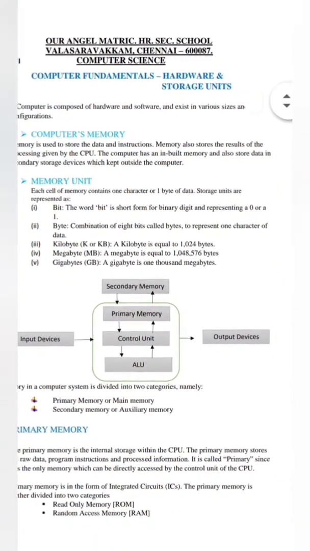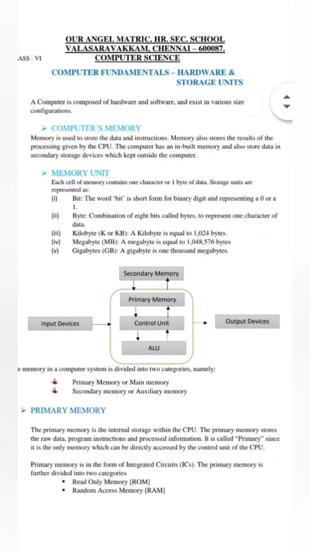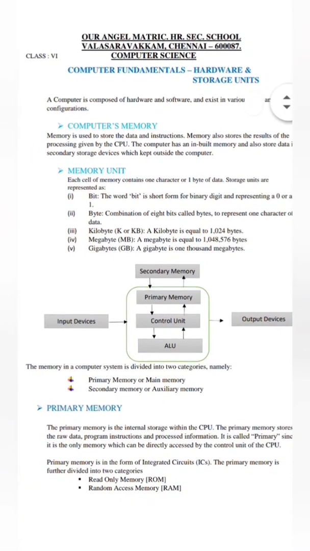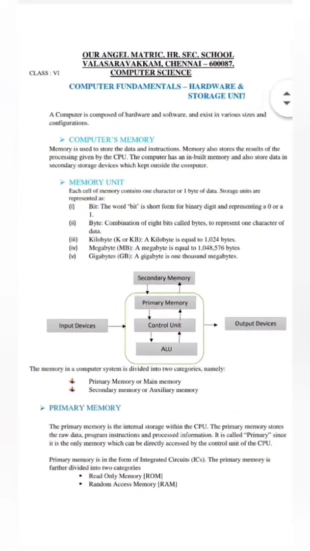Next, coming to the flow chart: secondary memory, primary memory, control unit, arithmetic logic unit. We are giving data from the secondary memory to the primary memory. From the primary memory, the control unit takes the instructions and carries them forward to the arithmetic logic unit. Finally, the result again goes to the control unit, then it comes to the primary memory, then it is stored to the secondary memory. Otherwise, we are giving input directly through the keyboard or mouse.